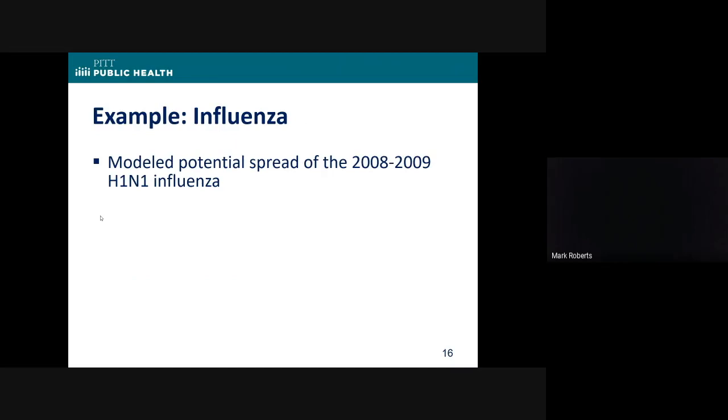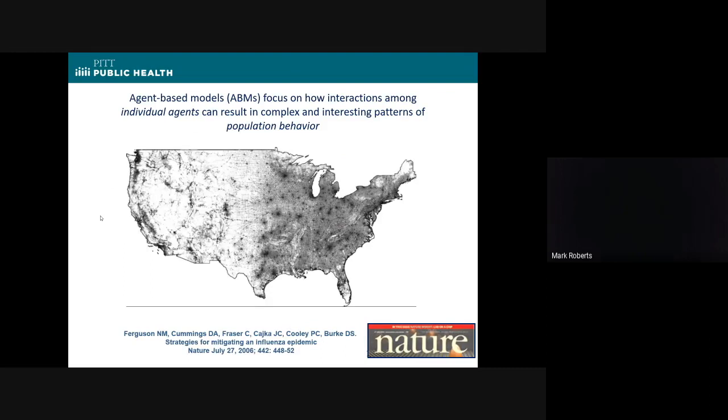The first work that we did in the late 2000s was modeling the spread of the 2008-2009 H1N1 epidemic. This is a model of the entire United States. What you're seeing is the red is people who have H1N1. If you dropped a couple of cases of H1N1 into the United States, which had no immunity to H1N1 at the time, you would watch it spread across the United States, and then you would watch people recover.